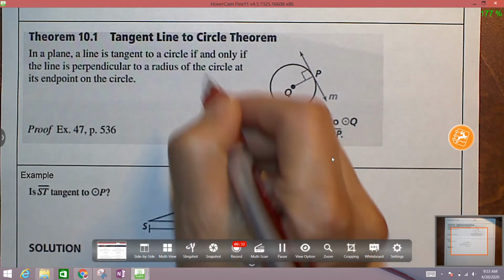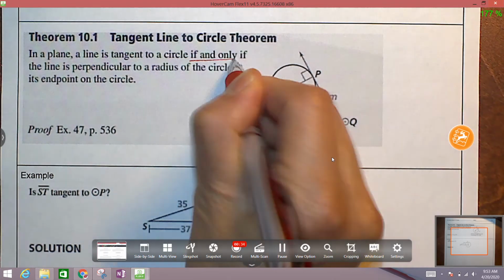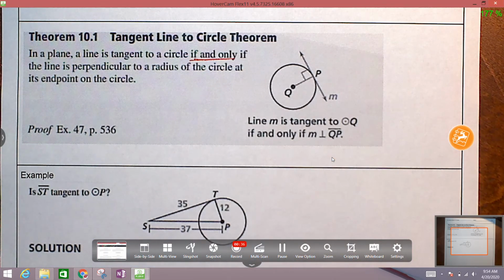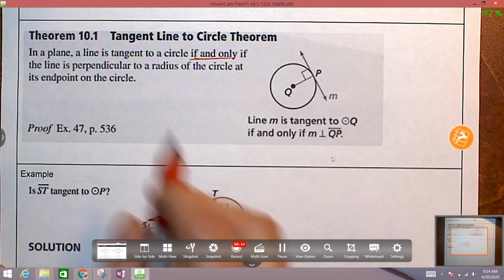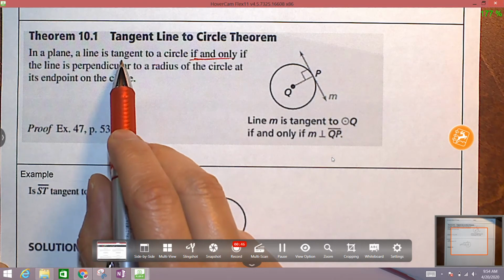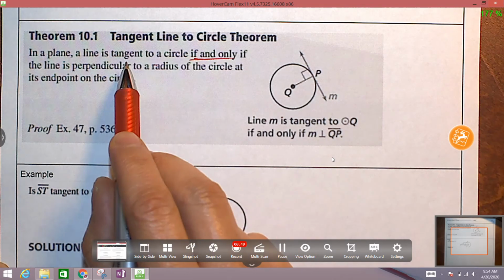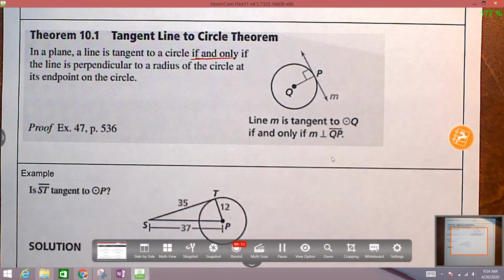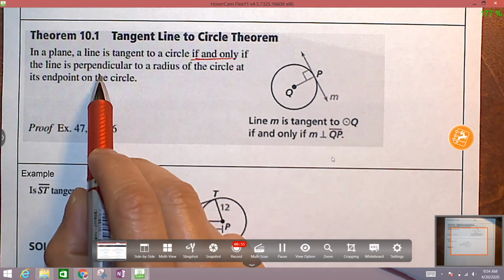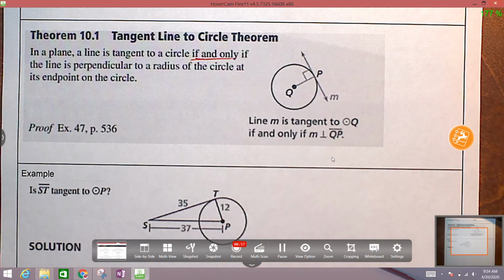And so this says if and only if. Like most theorems, this is a biconditional. Biconditional means that the conditional is true and its converse is true. So what this is saying is that if it's tangent, then it's perpendicular, and the converse is also true. If it's perpendicular, then it's tangent. That's a little bit confusing, but let me go ahead and explain this.